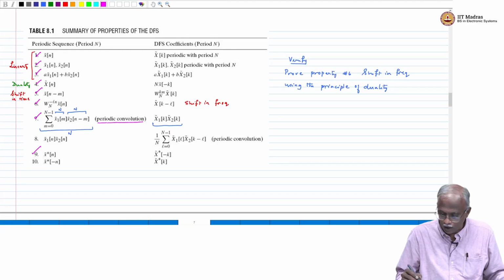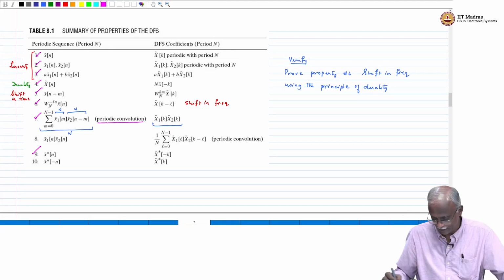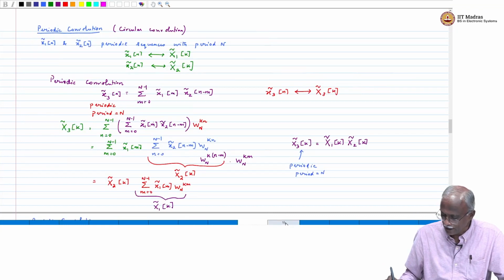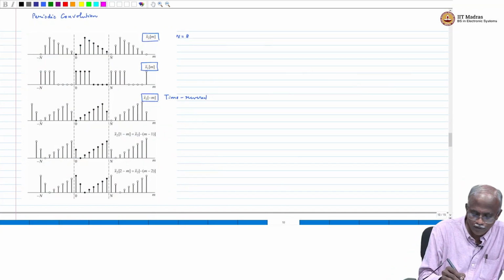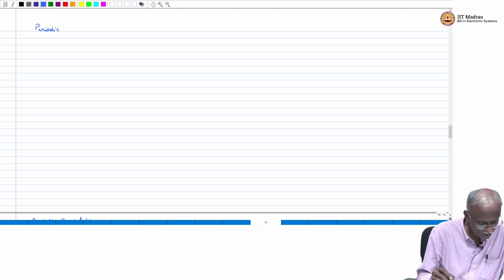Now the similar convolution, periodic convolution in frequency. Okay, I would like to leave that as an assignment for you. So this is periodic convolution in frequency. I will just write down the framework and ask you to complete it.